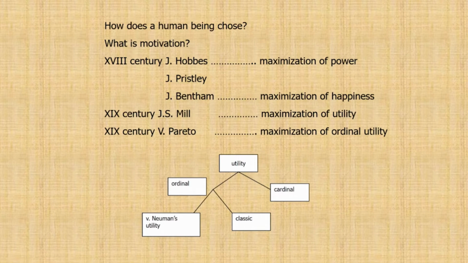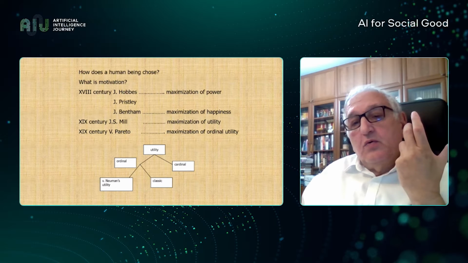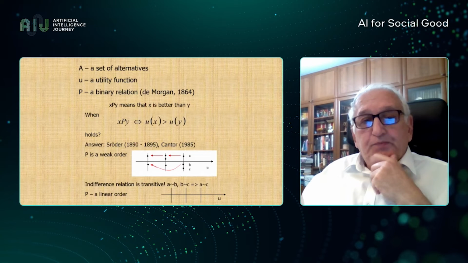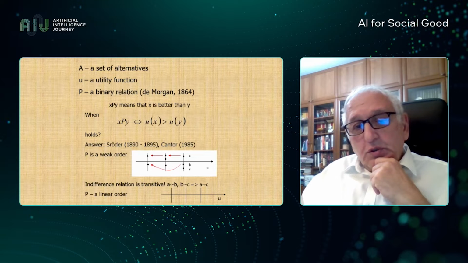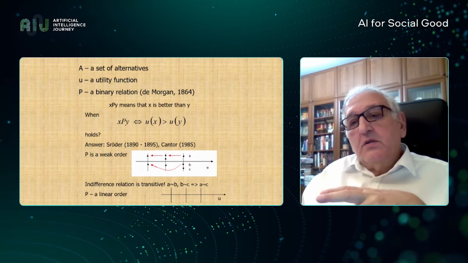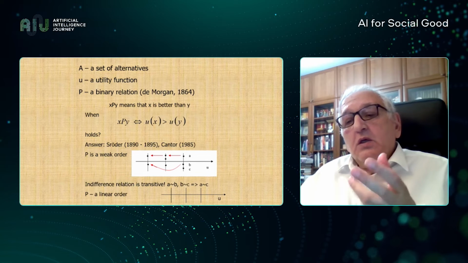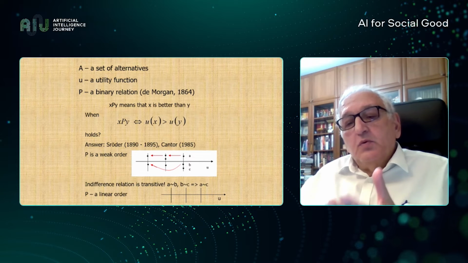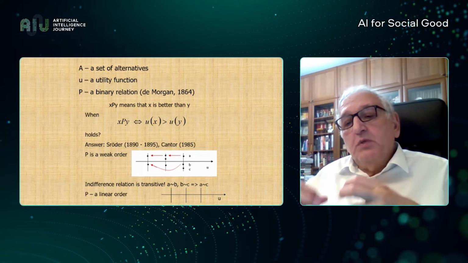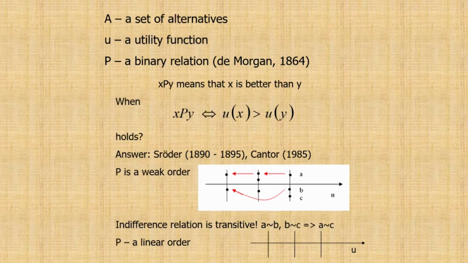expected utility models. And the very idea of this approach, which became fundamental in economics, in psychology, etc., is that to which extent we can make a pairwise comparison of objects, and we choose being based on the pairwise comparison of objects.